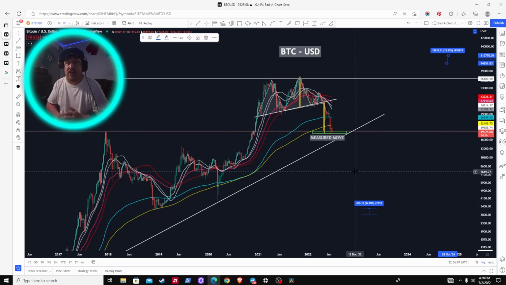And the reason why log can be useful on a weekly or a monthly or a very zoomed out time frame on an asset that has a lot of history is it just gives you the ability to see all of the price action easier on your screen, right?